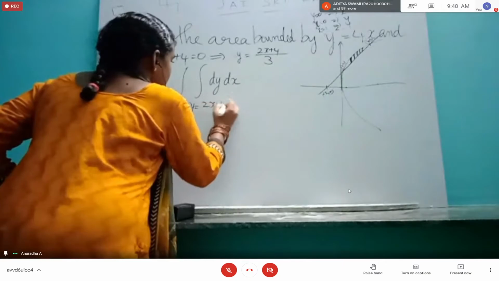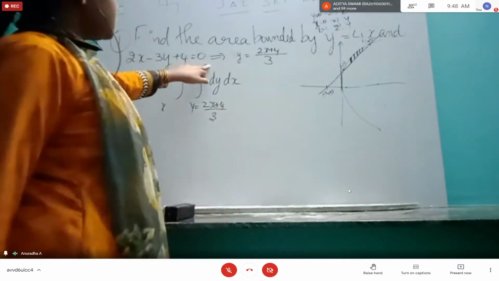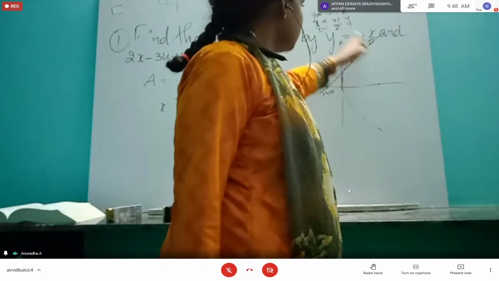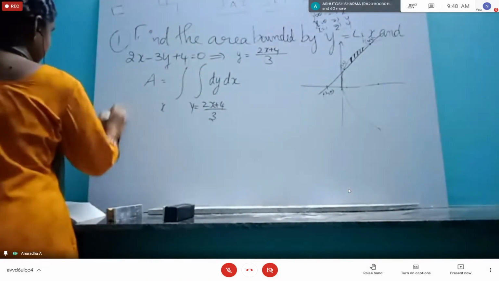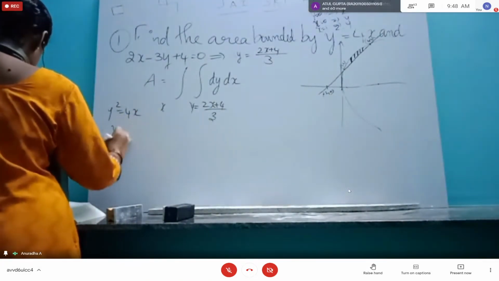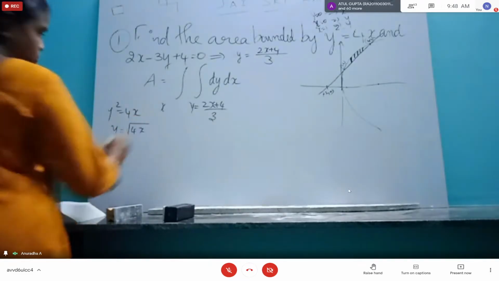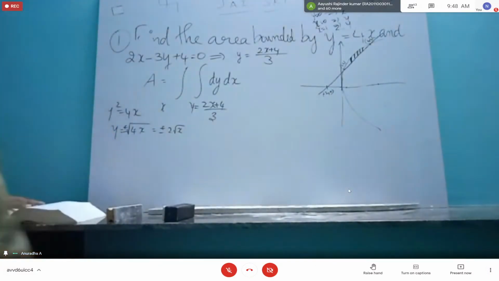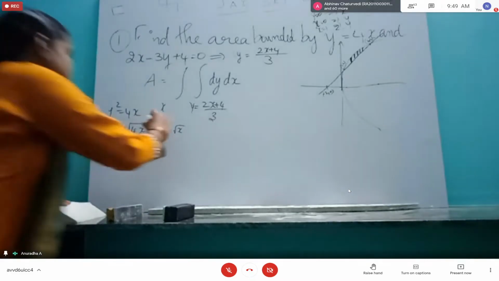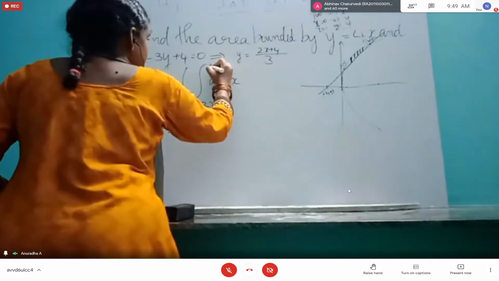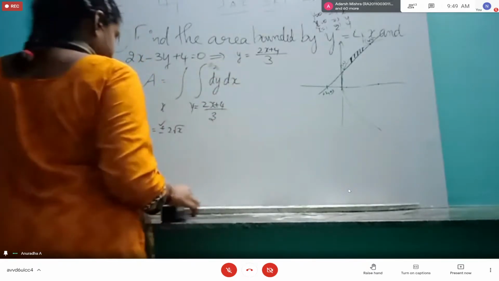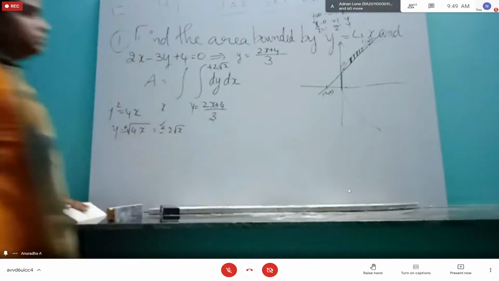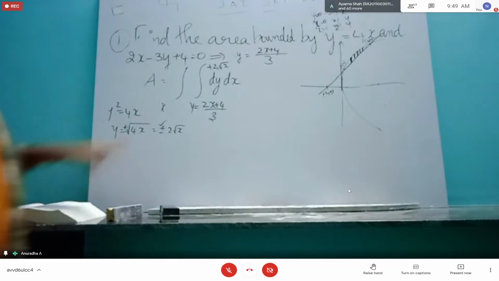So 2x plus 4 by 3. Upper limit is the tent or the blown structure. What is that equation? Parabola equation. So I have y square equal to 4x. So from here I have y equal to root of 4x, that is plus or minus 2 root x. Because it is in the first quadrant, we will take the positive value. So it will be plus 2 root x.